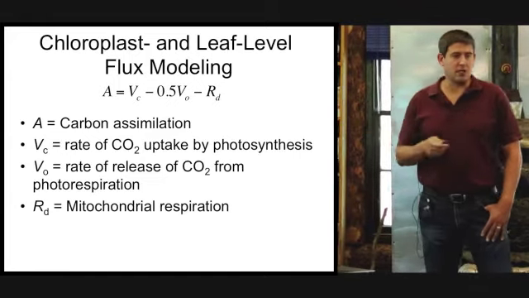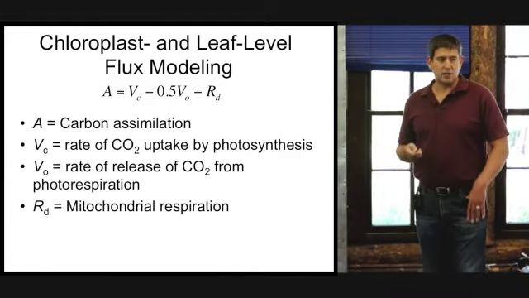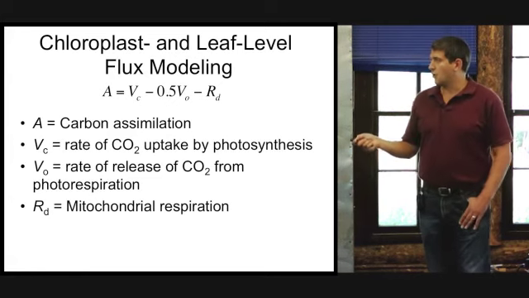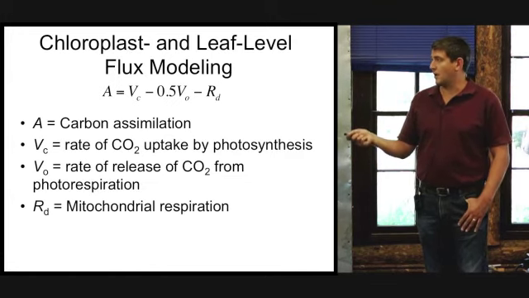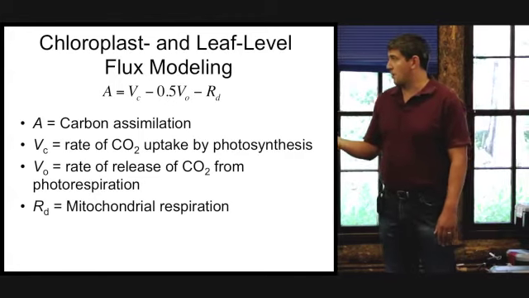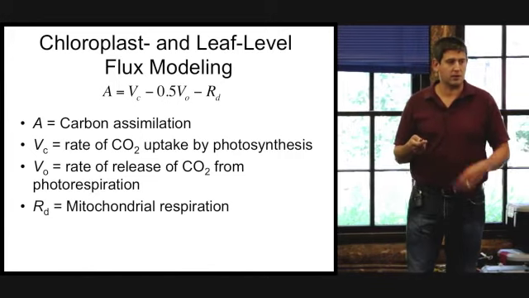And this RD represents the mitochondrial respiration. That's the CO2 flux coming out of the leaf, as a function of that carbohydrate being metabolized by the mitochondria. So basically, if your photorespiration is really high and your mitochondrial respiration is really high, your VC in turn will be low. You end up with negative carbon assimilation. So you're basically just taking the gross uptake and you're subtracting away these two things that are releasing the carbon dioxide.